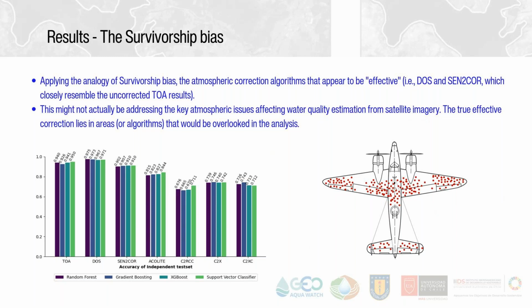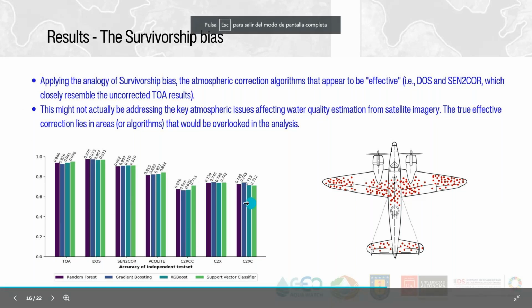not return. So if we apply this analogy to our results, the atmospheric correction methods that appear to be effective in this case, which is DOS, Sentinel-2 Corrector, and Aqualite, which closely resemble the uncorrected TOA results, might not actually be addressing the key atmospheric issue. The true effective correction would then lie in areas or processors that would otherwise be overlooked in the analysis. So we still have to look towards the water-based processors.